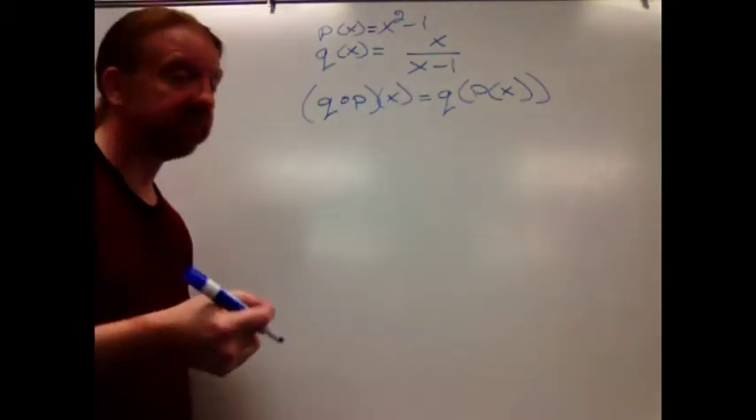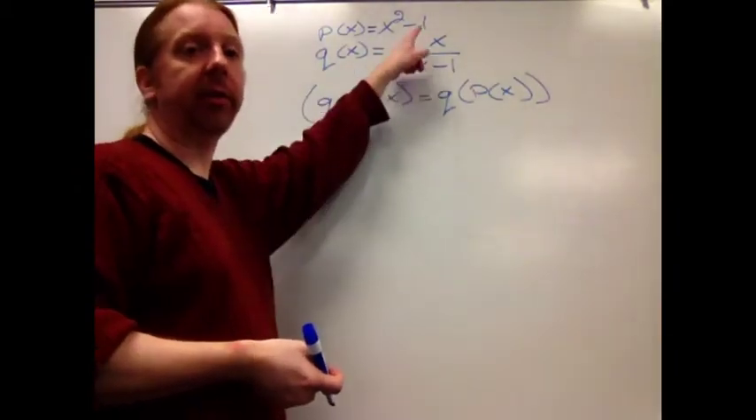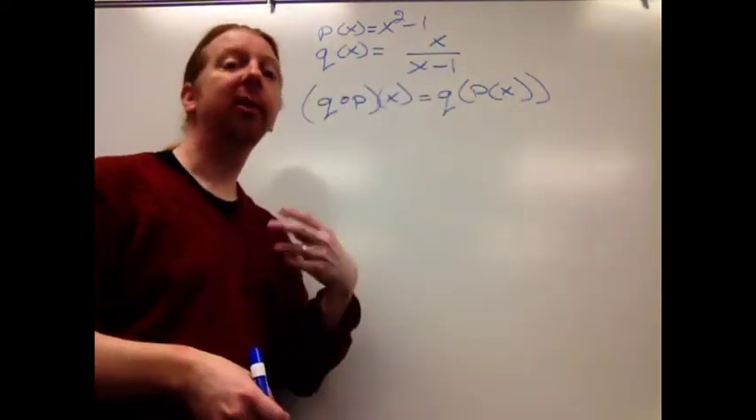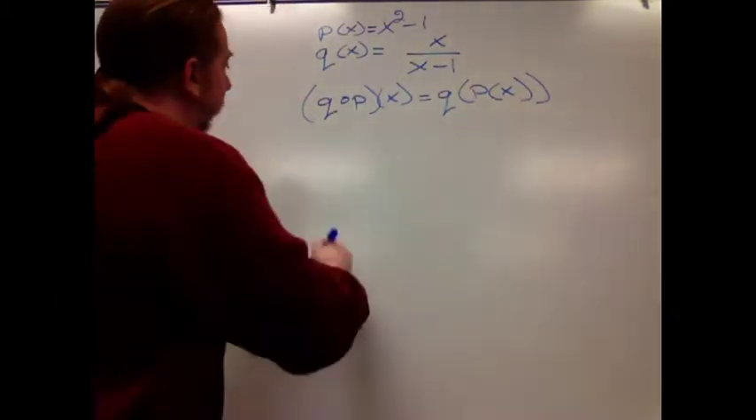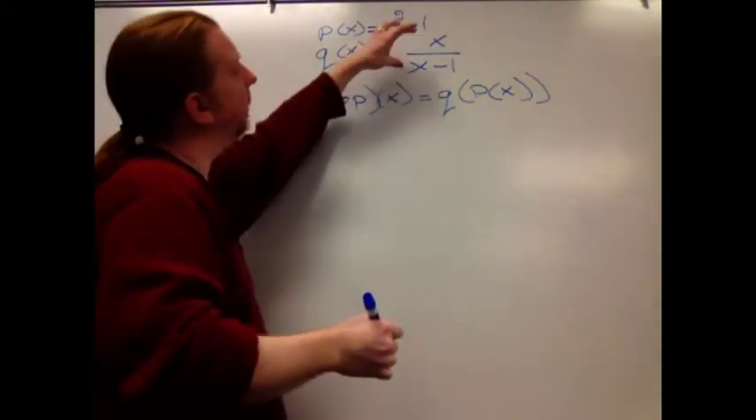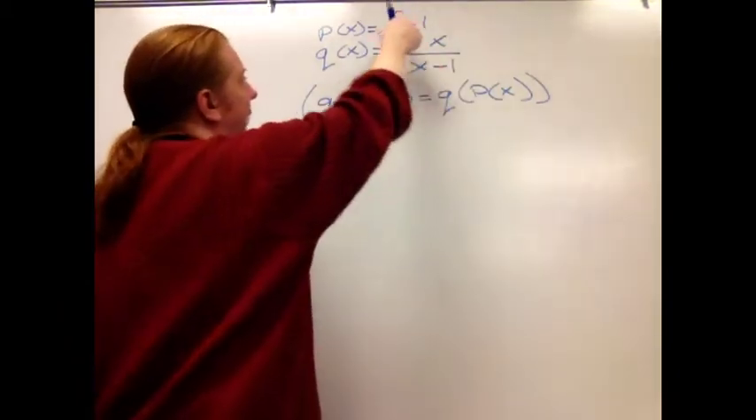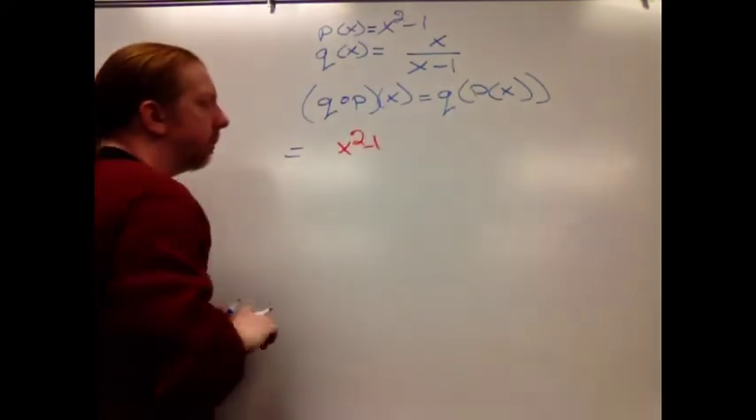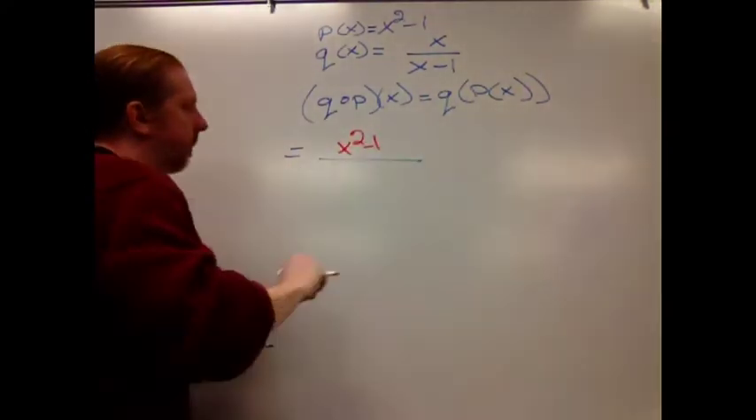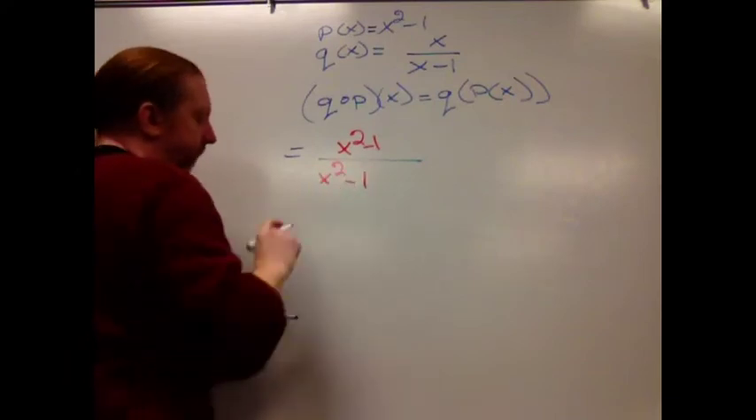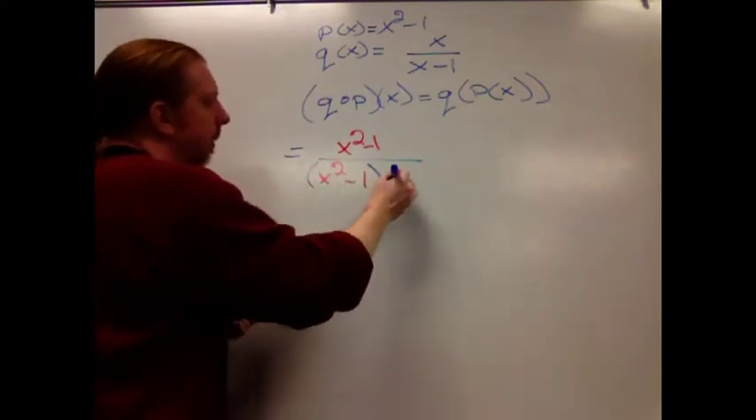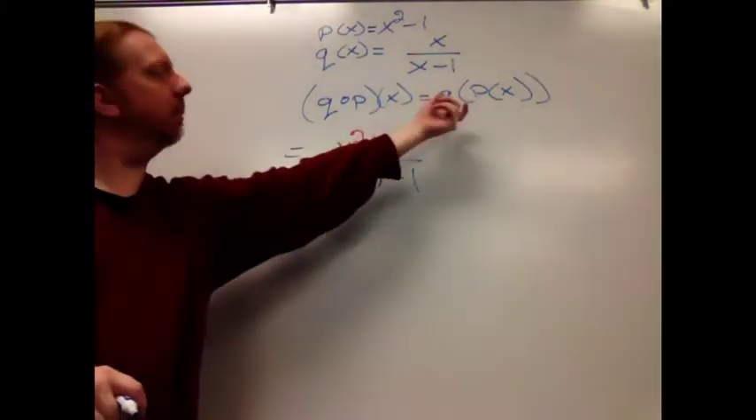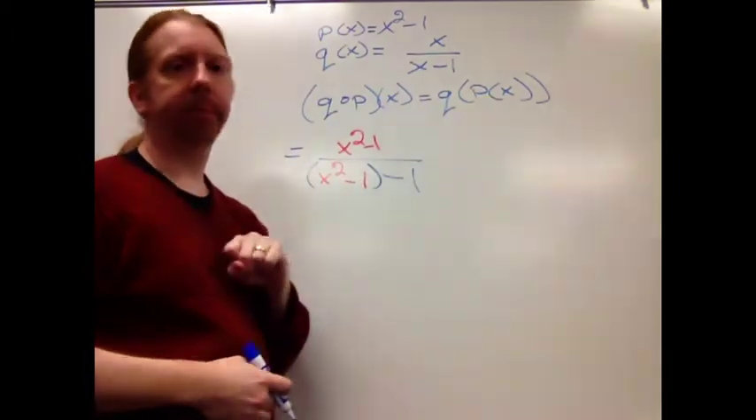Now when I look at Q, I have two variables. The X appears twice, which means that the P function, x squared minus 1, is going to appear twice in the result. So this composite is going to become, I take my Q, I'm going to replace each X with what P is. So I'm going to end up with x squared minus 1 over x squared minus 1 minus 1. So I've plugged in P of X for Q.